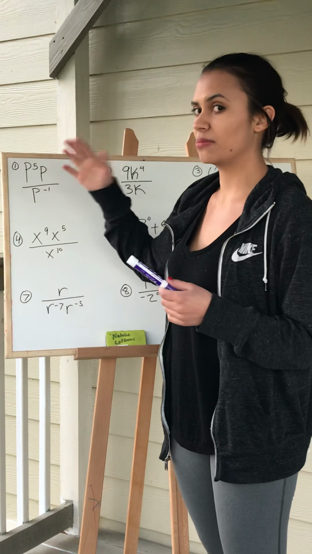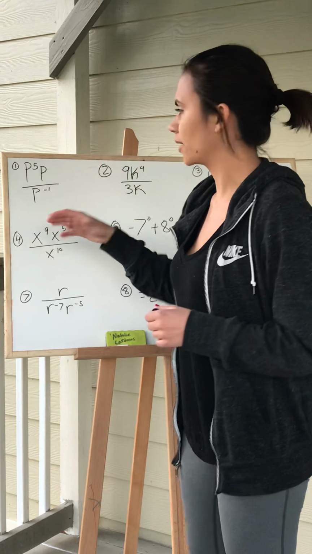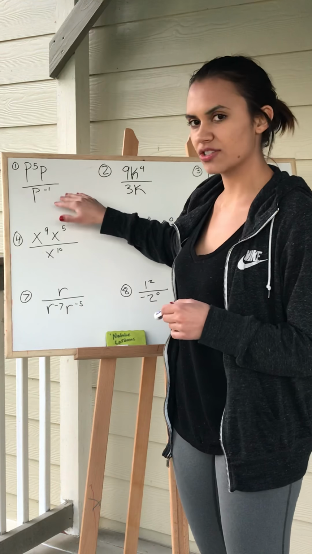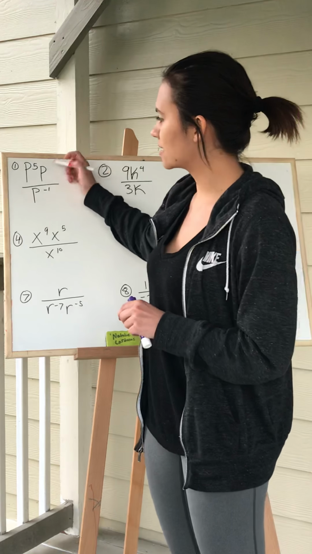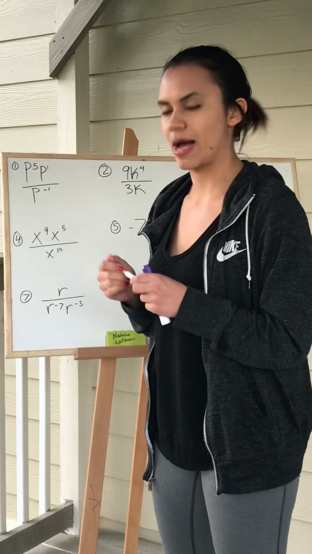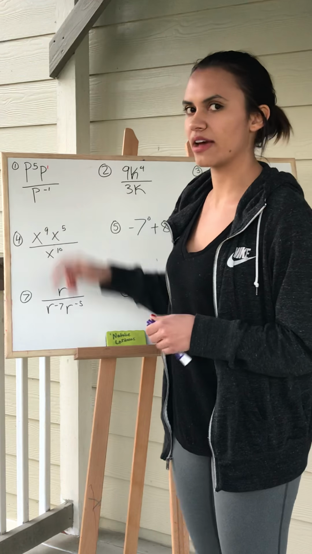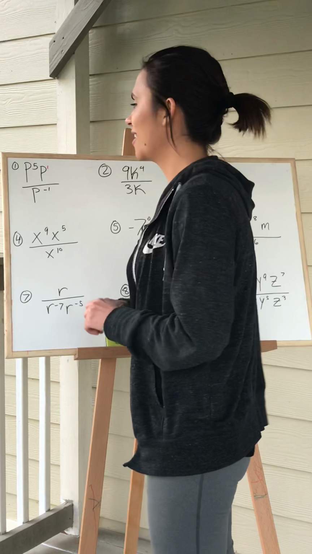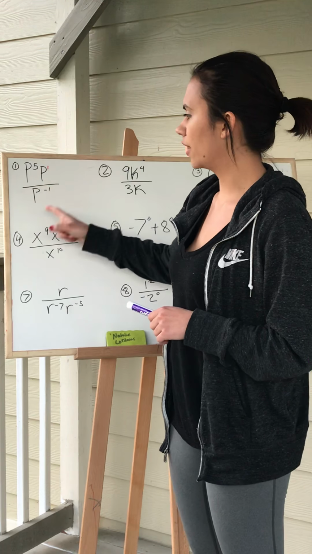Anyway, we're going to look at this one first, and it's p to the 5th times p. You might not look at that and say times p, but when something's next to each other, it's multiplied. So p to the 5th, p over p to the negative 1st. What you should be thinking automatically is that this p is raised to the first power, or raised to 1. So there always is an understood p there.